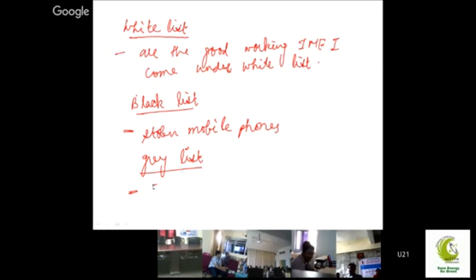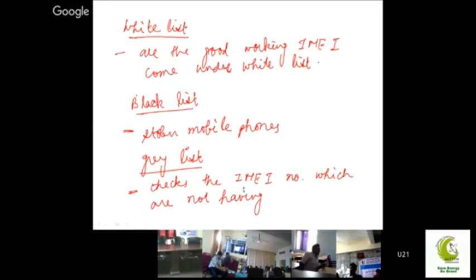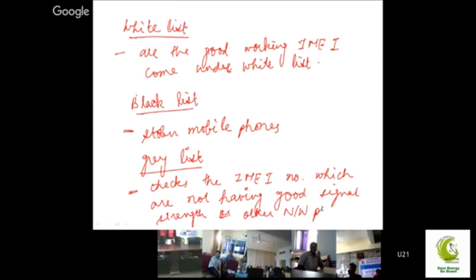So the grey list checks the IMEI numbers which are not having good signal strength or other network problems. So this was all about the architecture of 3G.